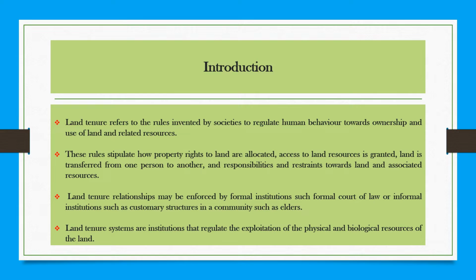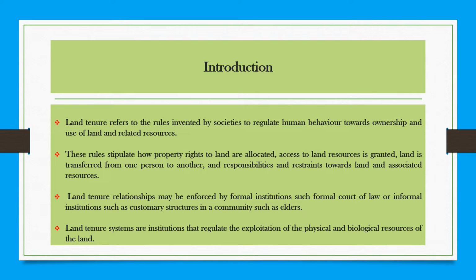Land tenure relationships or land tenure systems may be enforced by formal institutions such as courts of law or informal institutions such as customary structures in our communities, for instance, the elders. Formal institutions such as courts might regulate how land is used and how resources in land are utilized. For instance, in Kenya, we have the Land and Environment Court where issues around land are adjudicated and then resolved.